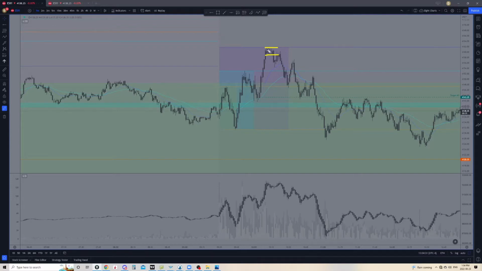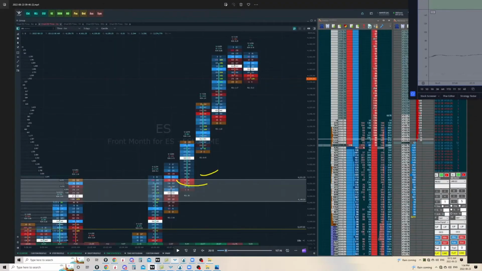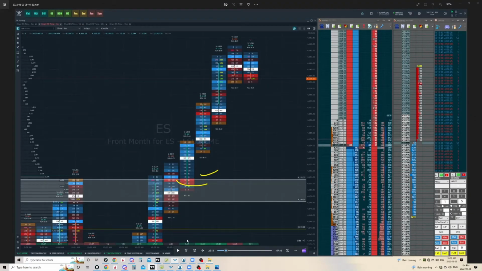So currently the price is trading up in this range, and I'm going to go back to the footprint chart and show you guys as it plays out what I was thinking, or what was going through my mind while this was playing out. We'll just start up this footprint here.